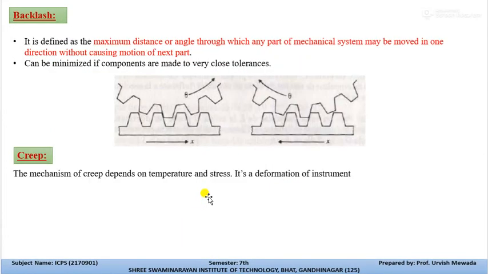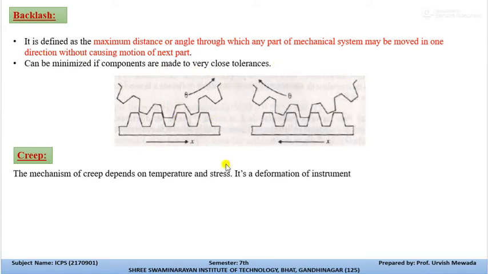Now the next characteristic is backlash. Now what does backlash mean? Here you can see that this is the teeth and this is the rail structure. This teeth structure moves in this direction. So this span, from this point to this point, is called the backlash of the instrument. When the motion reverses, you can see that it is touching over here, and this is the same span which is offered at the time of reversing. So this is called the backlash.